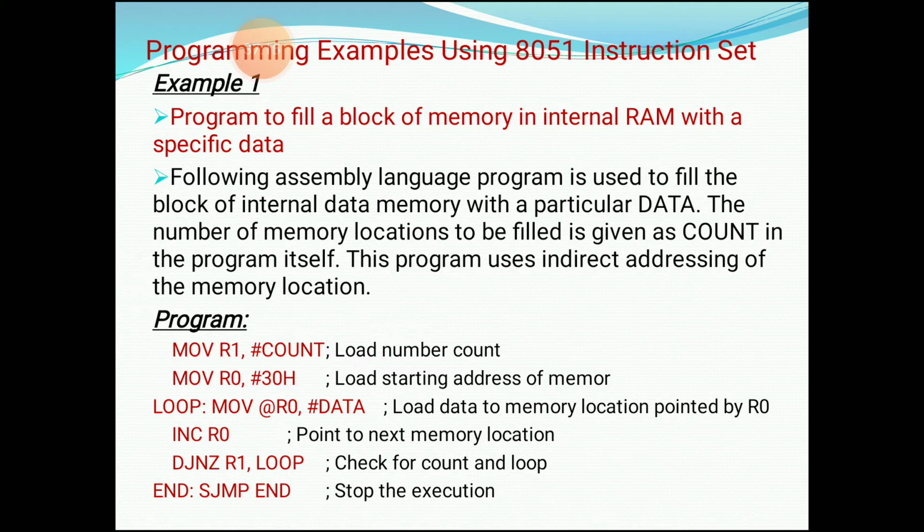This instruction decrements the count value in R1. If not equal to 0, it transfers the control to the specified address, that is loop. So this process is repeated until count equals 0. Now assume that count equals 3, so 3 locations are required to be filled with data. After count becomes 0, you can stop the execution by using the SJMP end instruction.